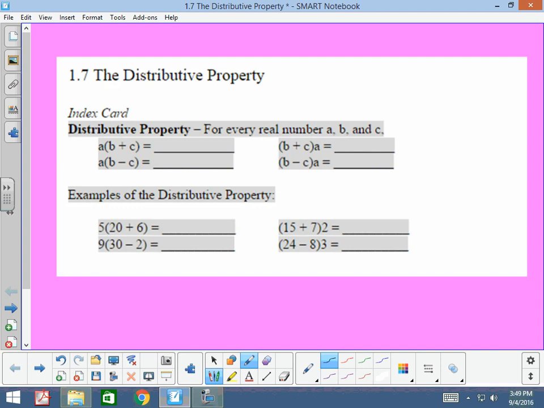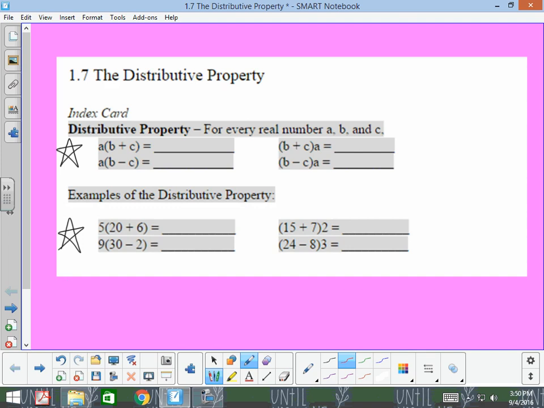Today's lesson, Distributive Property, most students are very familiar with, but just remember you do need to make an index card for the Distributive Property. Then what I'm going to show you are several definitions right here, and then down here we'll look at several examples just of using the distributive property, not simplifying, but just using the distributive property.